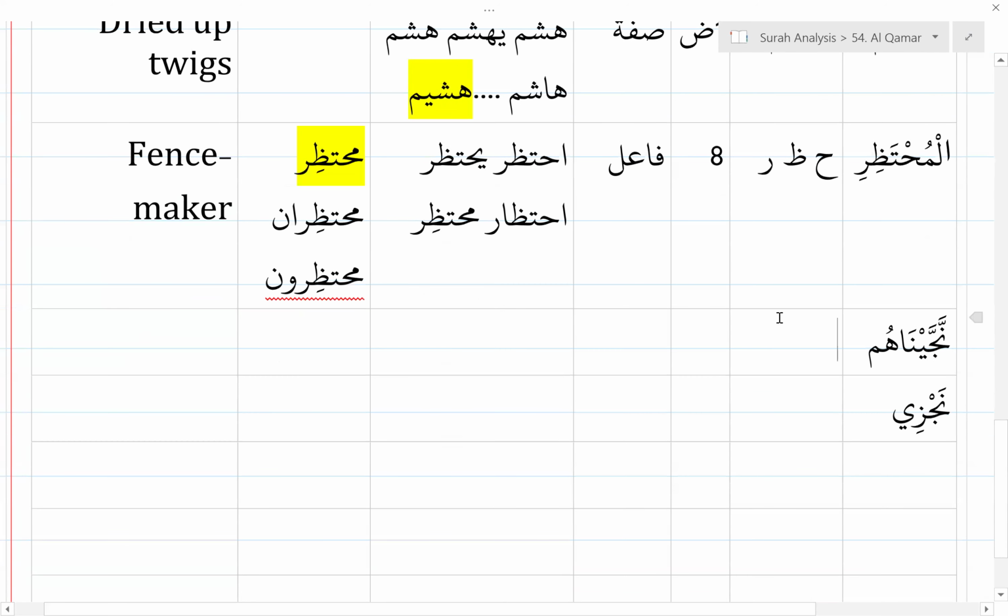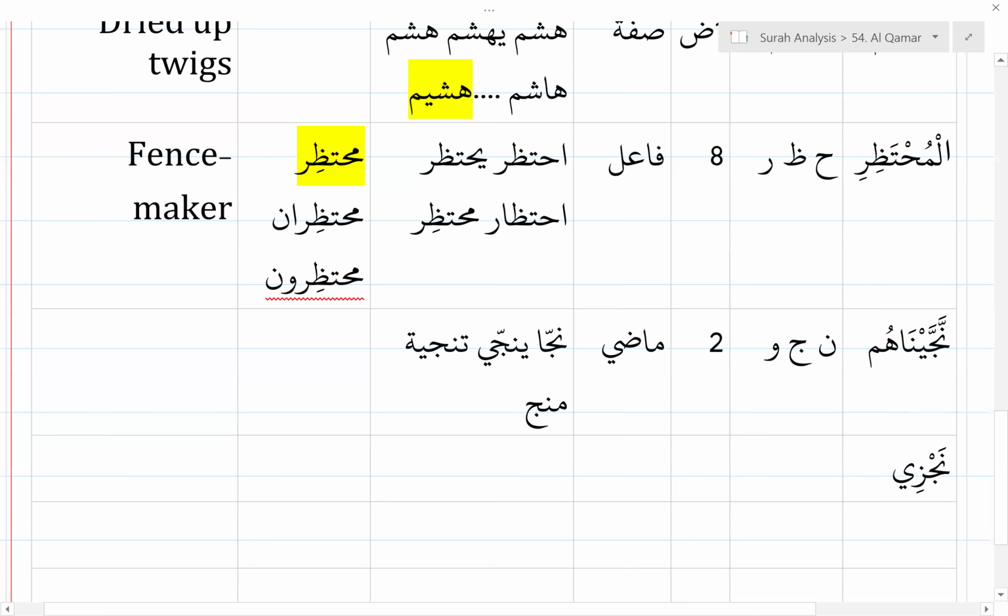And then najjaynahu. نون جيم واو. Najja, family 2. And this نجا is a past tense verb, najja, yunajji, tanjiya, fahuwa munajjin. So منجي. Najjaynahu is a past tense verb.